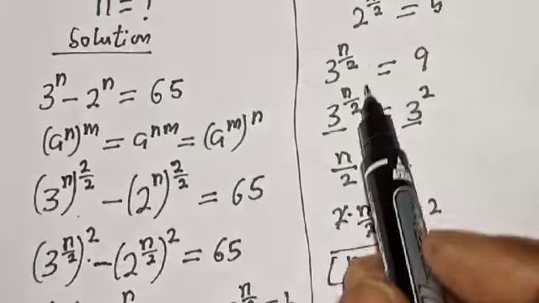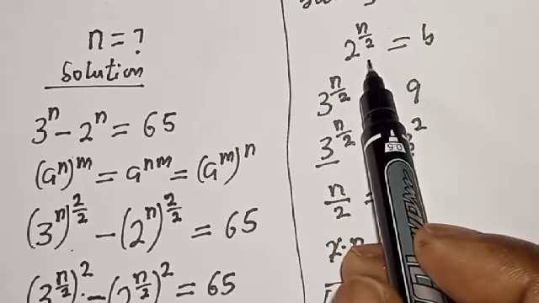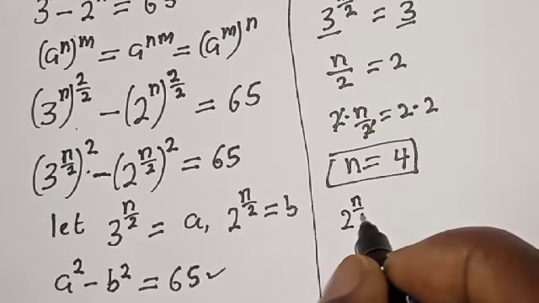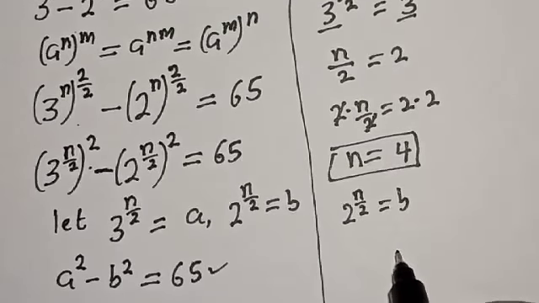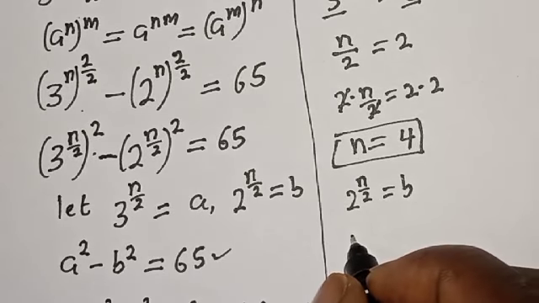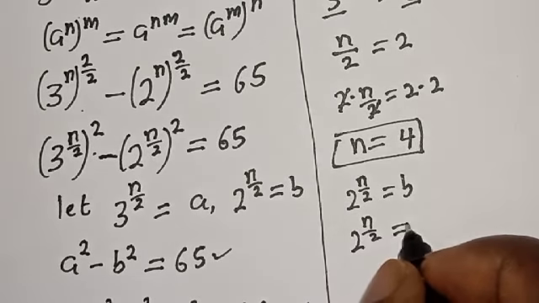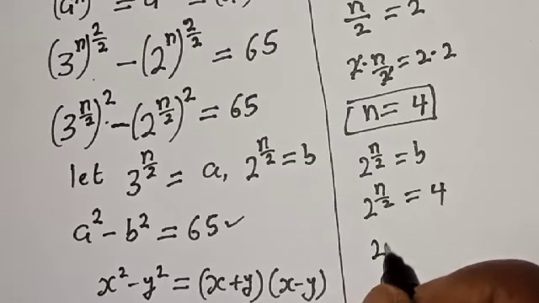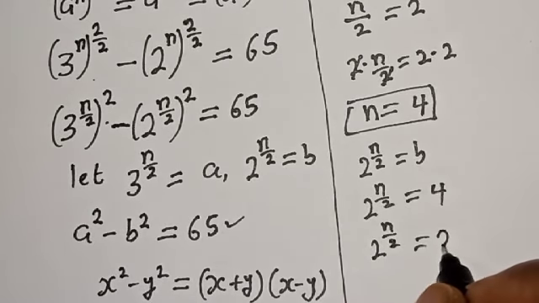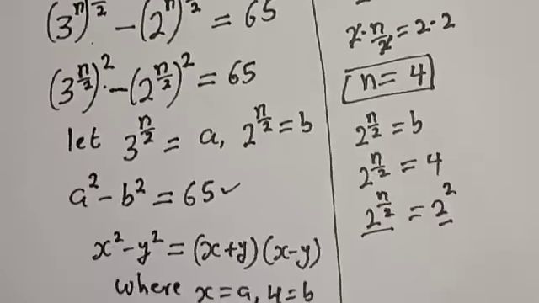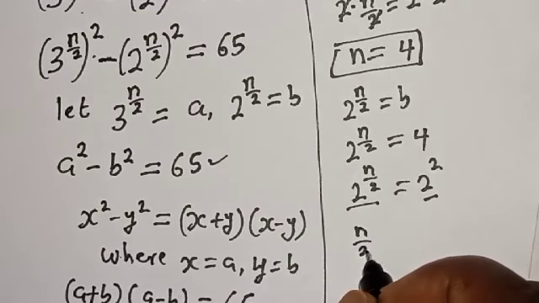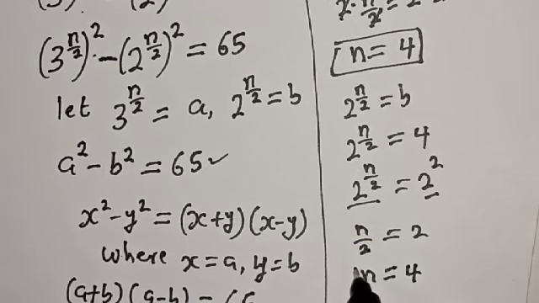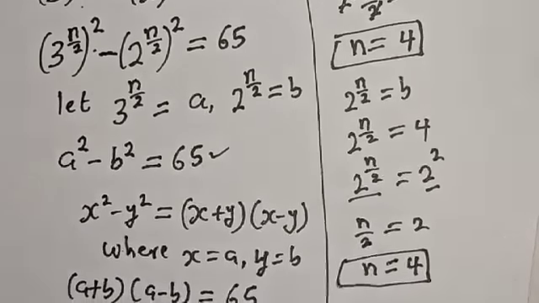Also, let's check when 2 raised to n over 2 is equal to b. Then we have 2 raised to the power n over 2 is equal to b, and b is 4. We have 2 raised to the power n over 2 is equal to 4, which is 2 squared. They have the same base. N over 2 is equal to 2. Then n is equal to 4 if you cross multiply. So that is the value of n. You can see that it's correct.